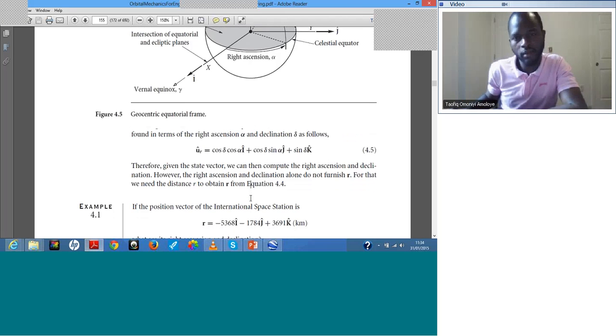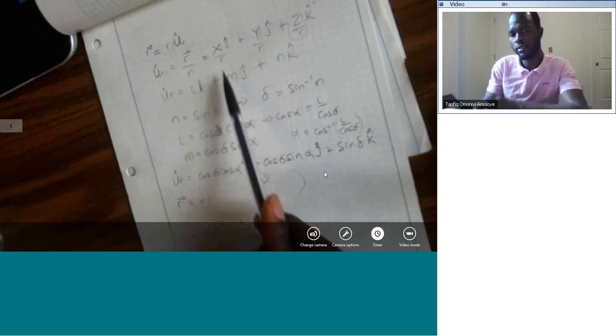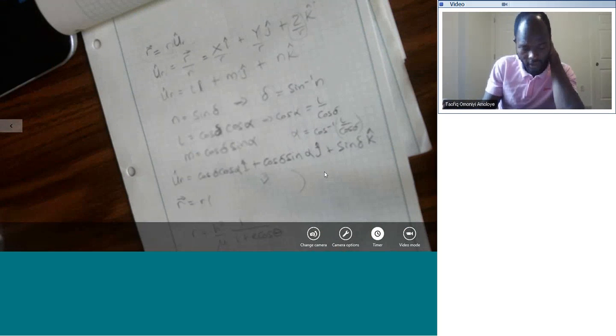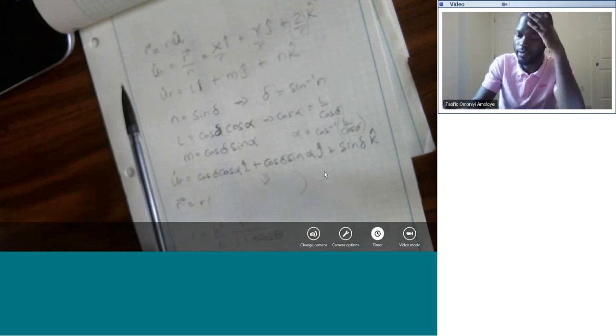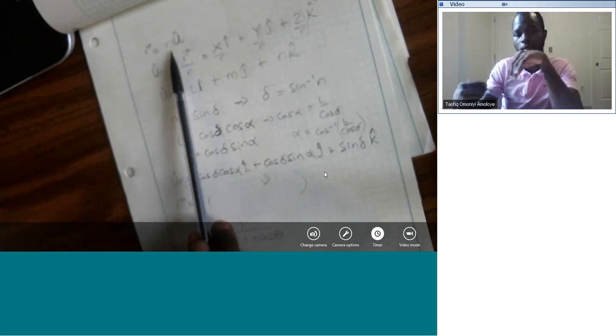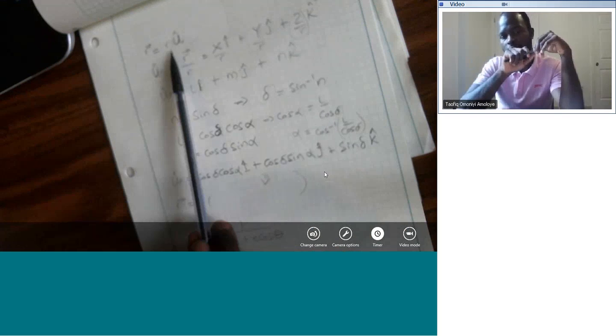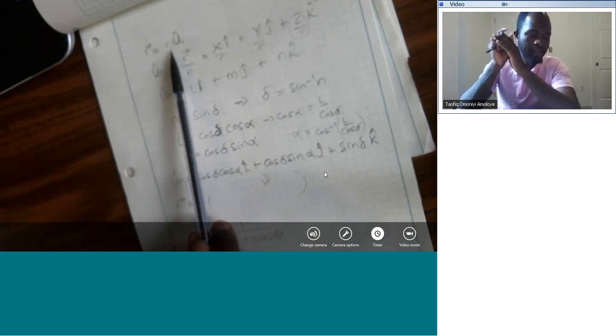So obviously we can write a MATLAB routine to code this, so that once you input the position vector of the satellite, it can just compute for you the declination and the right ascension of the satellite. And I want to leave that as an assignment for you guys.